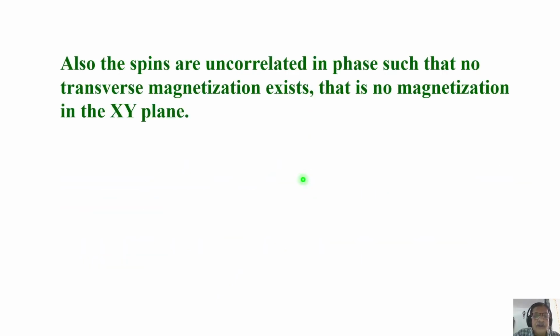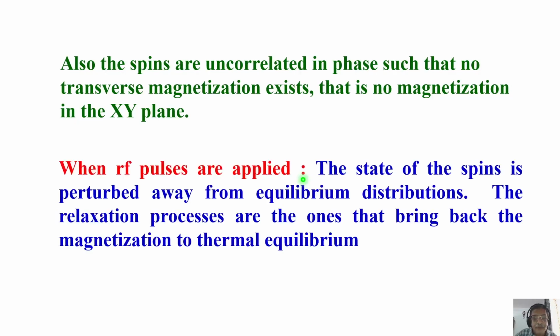Now, also the spins are uncorrelated in space, especially in the transverse plane. That is also true. We discussed that all the spins in the transverse plane get uncorrelated. That means, as we also discussed long back, there is no net magnetization in the XY plane. That's true. Conceptually we discussed this long ago.